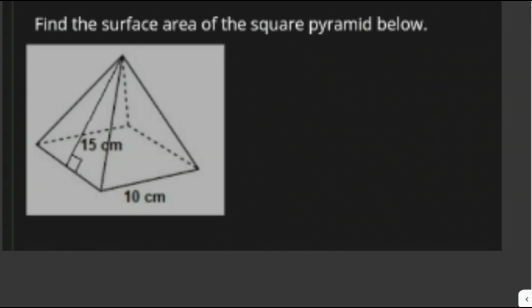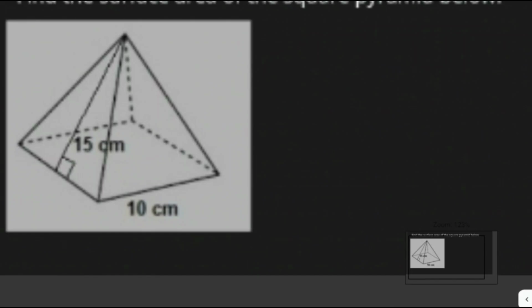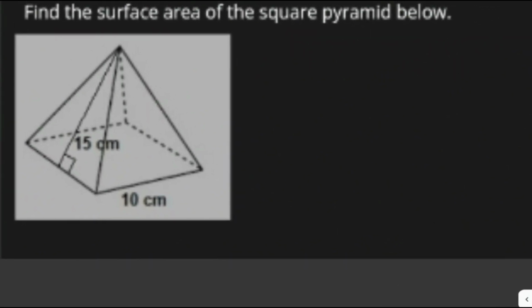Now let's solve some problems in finding the surface area of a square pyramid. Find the surface area of the square pyramid below. So we're given this figure here, a square pyramid, given its side. So this is the side, which is equal to 10 centimeters, and then 15 is the height, or the slant height. So it should be our L or S.